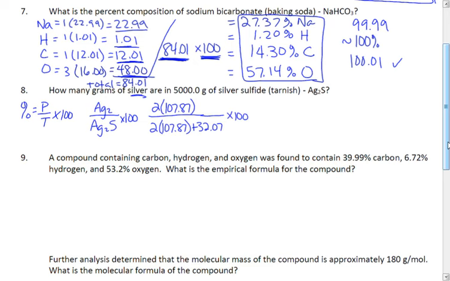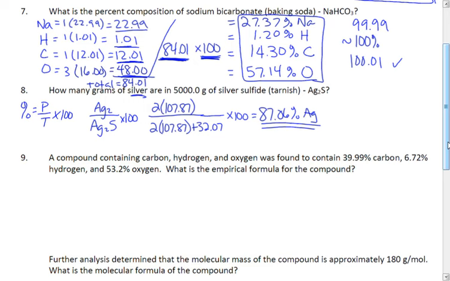So whenever you type that in, again, we'll round it to 2 places after the decimal. We're going to get 87.06% silver. So this is kind of an in-between answer. We're going to use this to help us figure out exactly how many grams of silver were in a 5,000 gram sample of the silver sulfide.